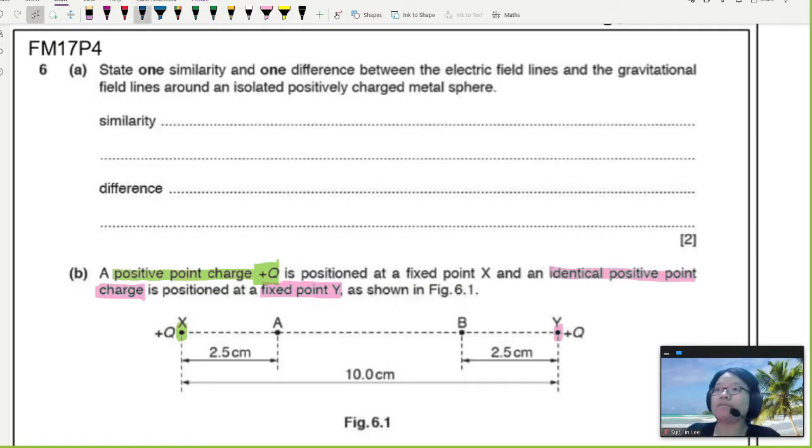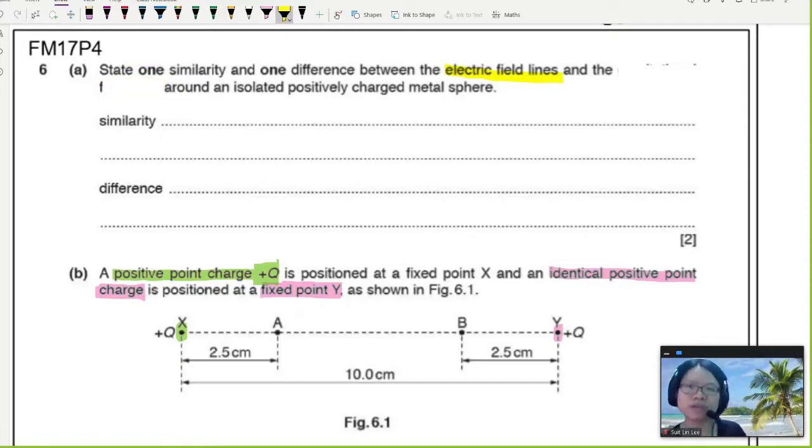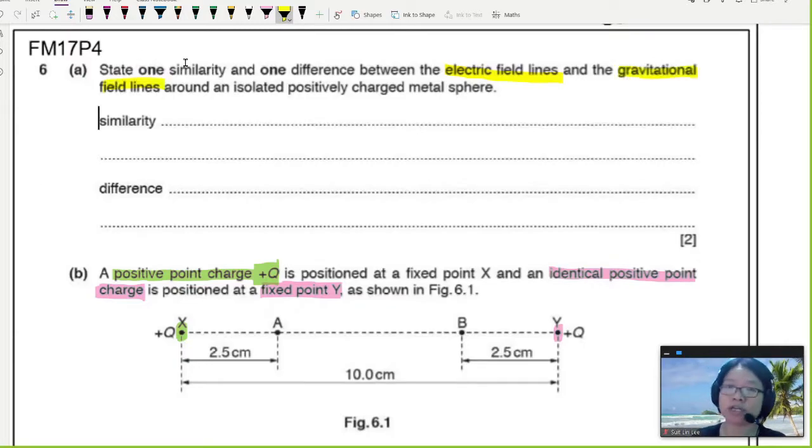State one similarity and one difference between electric field lines and gravitational field lines. You should already know that they are pretty much identical pillars when it comes to analyzing the fields, but there are also a lot of differences. For example, the gravitational field is only attractive, and the electric field can be attractive or repulsive depending on the polarity of the charges.